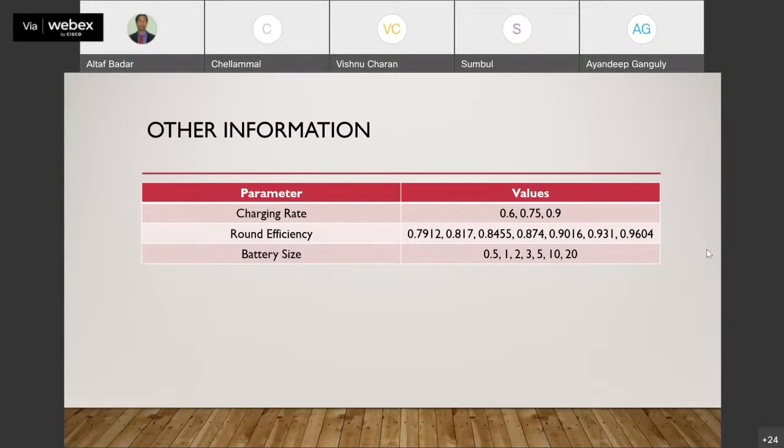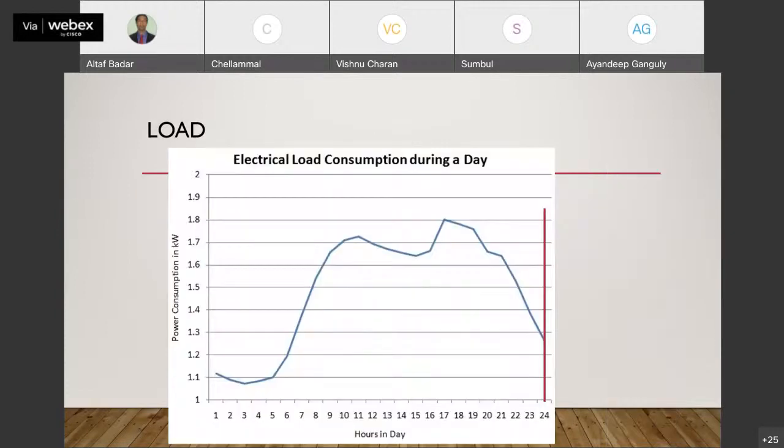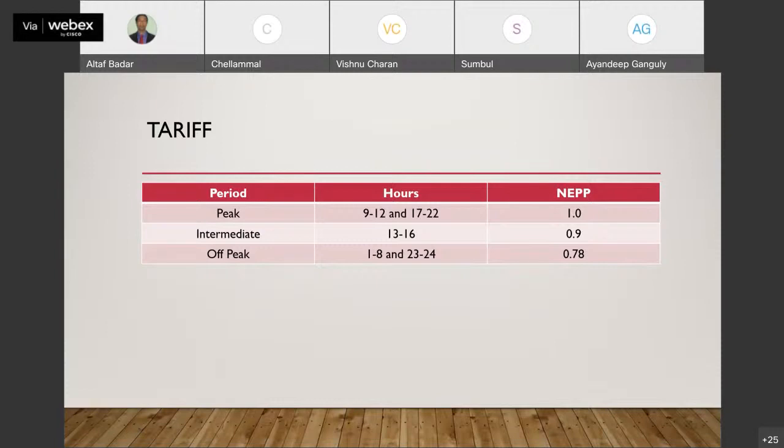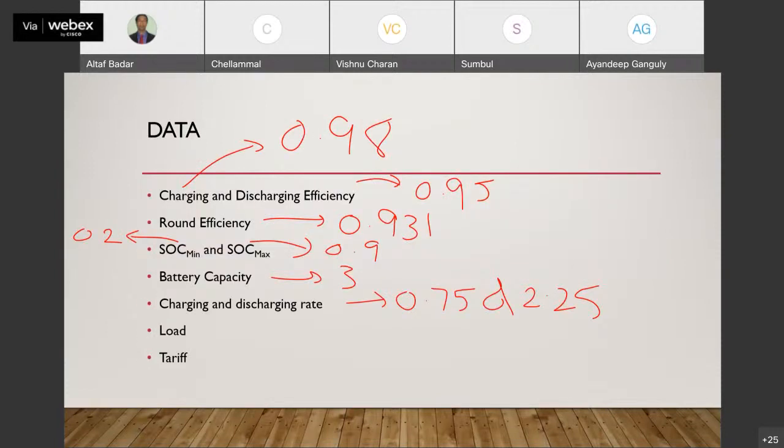Now I want you to tell me what is to be done next. I know the tariff, I know the load, I have got all the details here, right? So now what should I do? Load is given to me, tariff is given to me, I've got all the other values as well. Now what should I do? Just think over it. I'm not putting a gun on you. I'll give you 5 minutes, think over it.